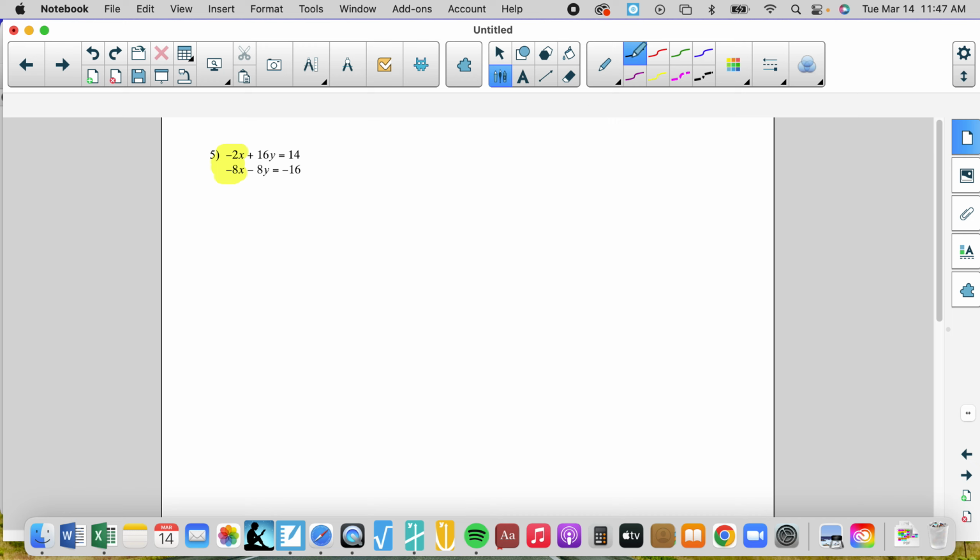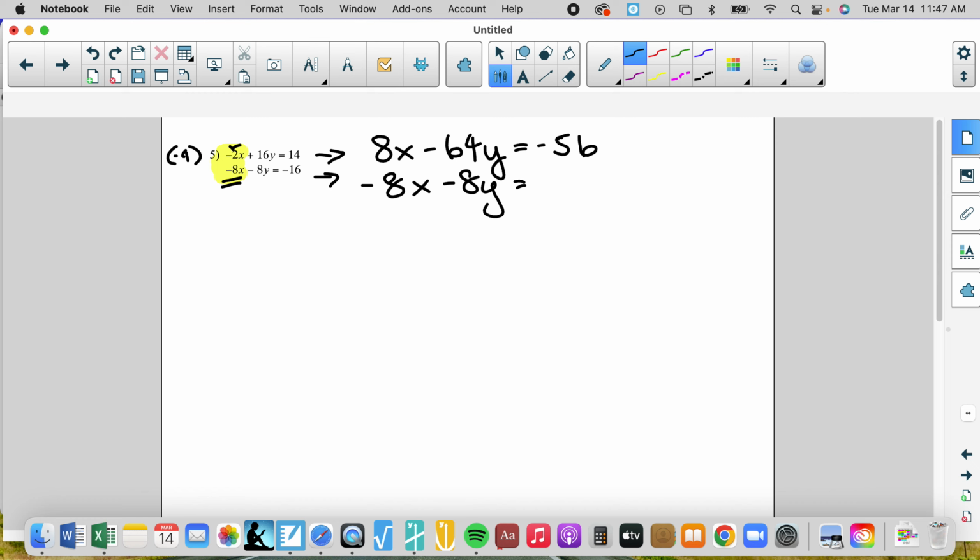Or it is okay. So what would I multiply negative 2 by to get the opposite of negative 8? What do I multiply negative 2 by to get positive 8? I'm going to multiply by a negative 4. If I multiply by a negative 4, that gives me positive 8x minus 64y equals negative 56. Negative 56. The bottom equation I'm just keeping, because I got rid of the x's.